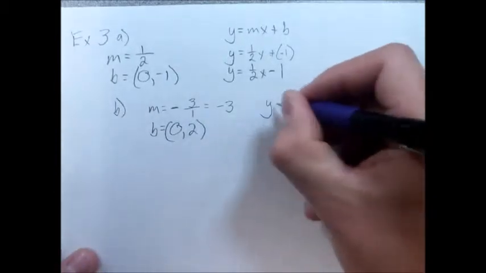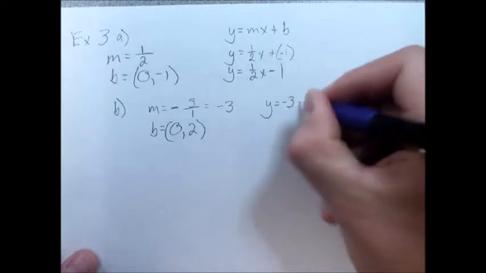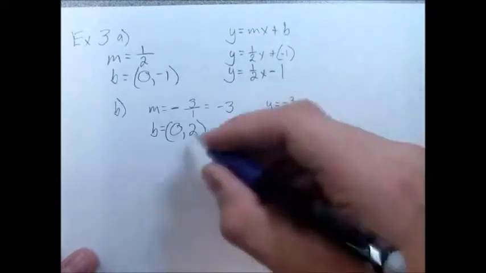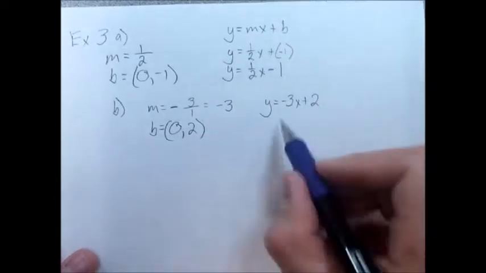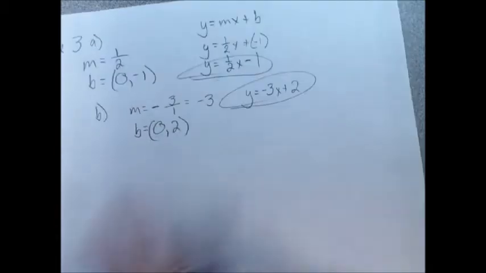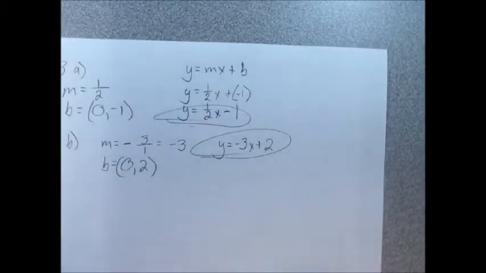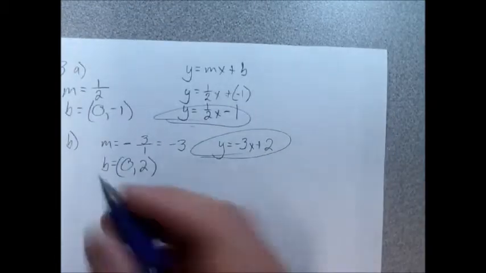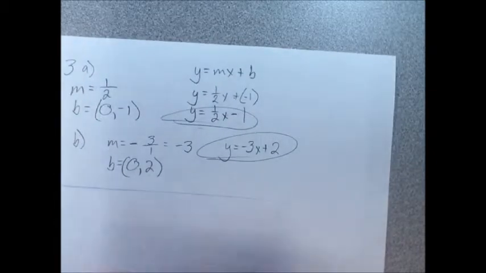So y equals m, which is -3, x plus my b, which was 2, and I'm done. Okay? So they're actually really easy to write if we just follow the simple identifications first. And if you want to check it, you can plug these into your calculator and look at them and see if they're the exact same. Okay? That's why I showed you guys that thing on your calculator.